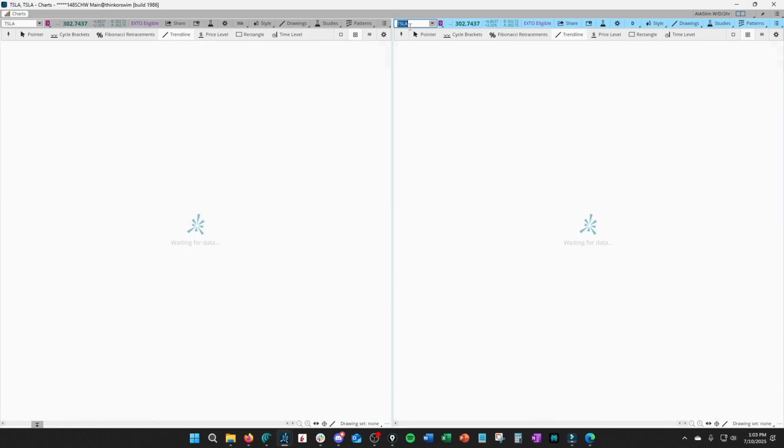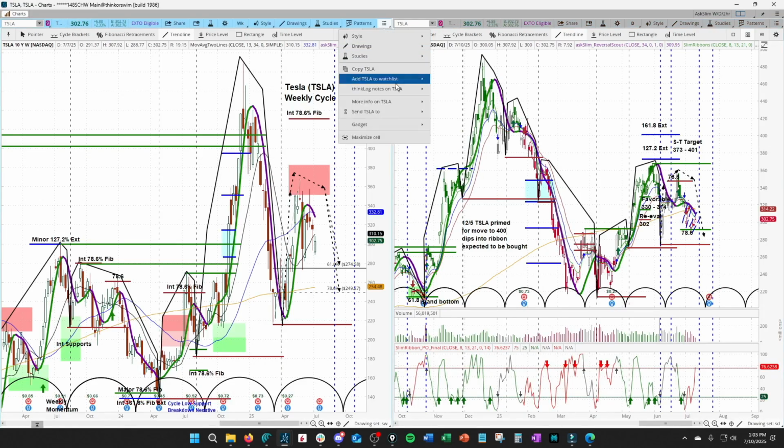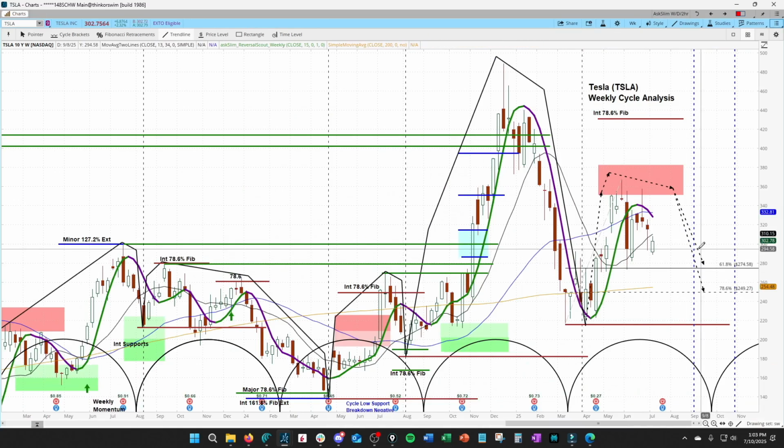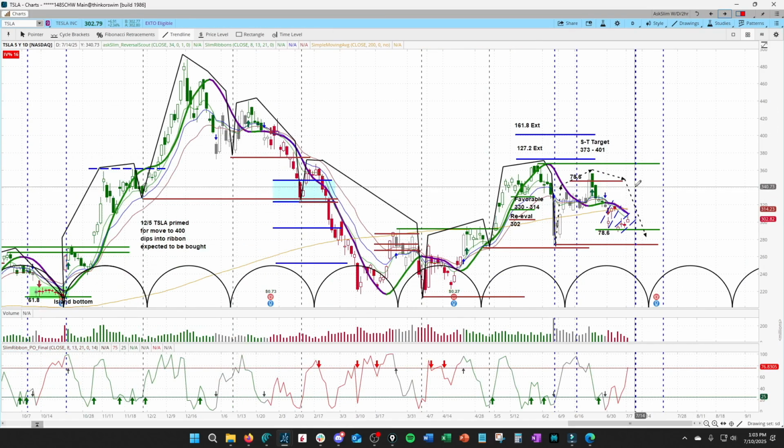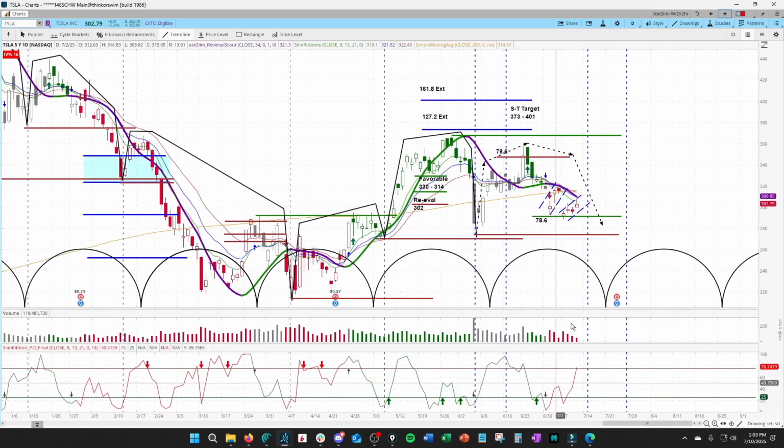Jump over to Tesla. This is Tesla. There's a low that is due here, 9/1 to 10/27 in a clear corrective mode. Obviously, we have earnings coming up here. Anything can happen on earnings, as we all know. Short term, however, this is your move towards the 78.6. This is your first opportunity to be short here.